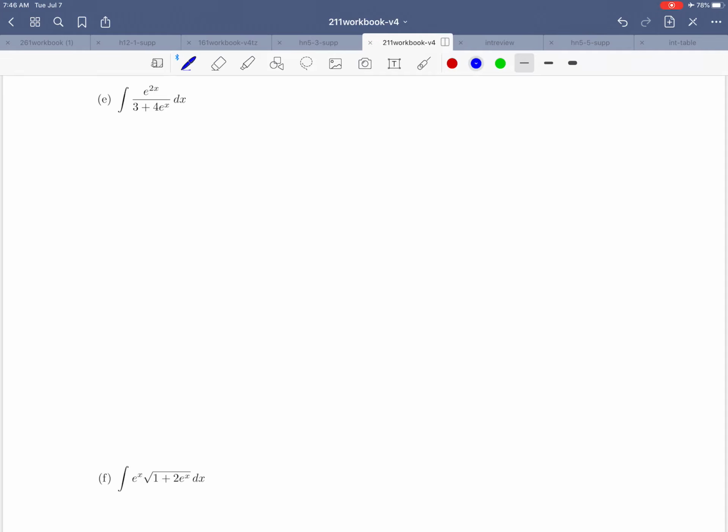Hello everybody and welcome to exercise E. This is page 21 of the workbook that we're looking at here. They would like us to integrate e to the 2x over 3 plus 4e to the x.